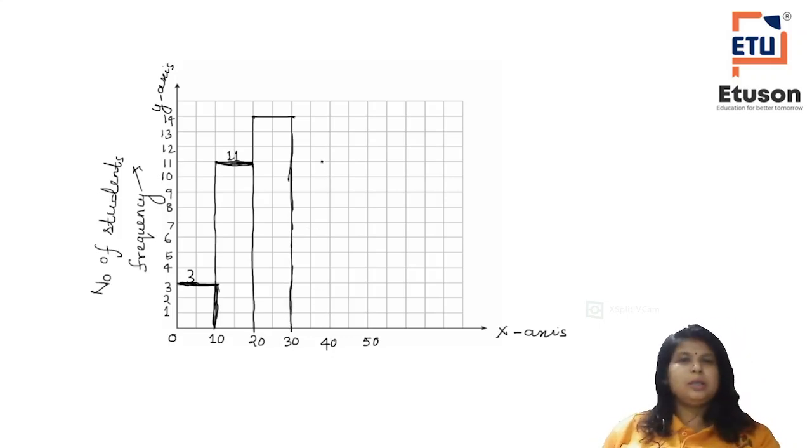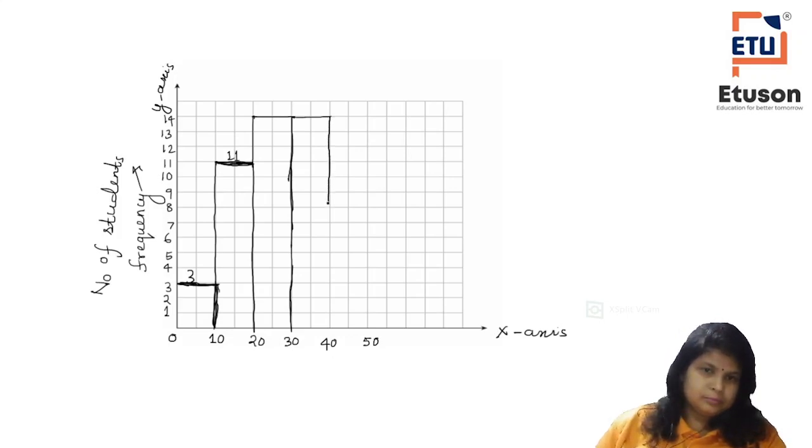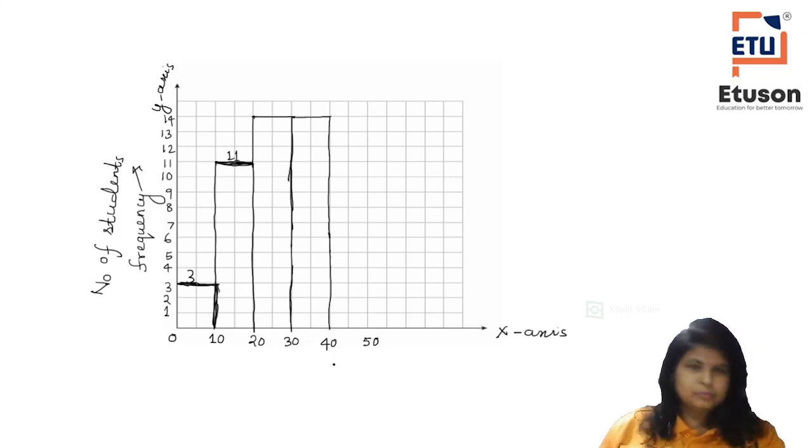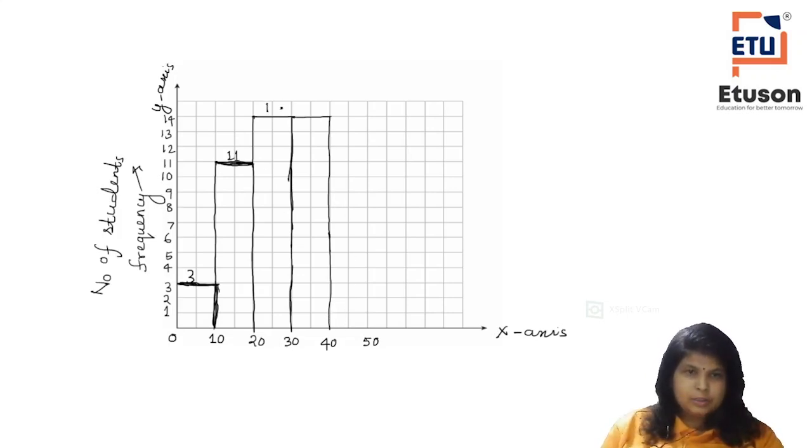20 to 30, it was 14. 30 to 40 is also 14. And 40 to 50, it was 8. So let me write down the frequency here, 14, 14, and here it is 8.